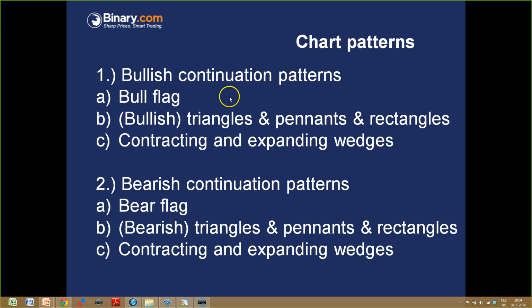Now, what kind of patterns do we have? Basically, we have bull flags, for instance, triangles and pennants, wedges, we have bear flags, and bearish triangles and bearish wedges. So there are a lot of names here. Some of you will probably have an idea what kind of patterns these are. Others might be totally new to these names and wonder what wedges, triangles, pennants, and flags are all about. I'll just show you these names, but we'll of course show the patterns.